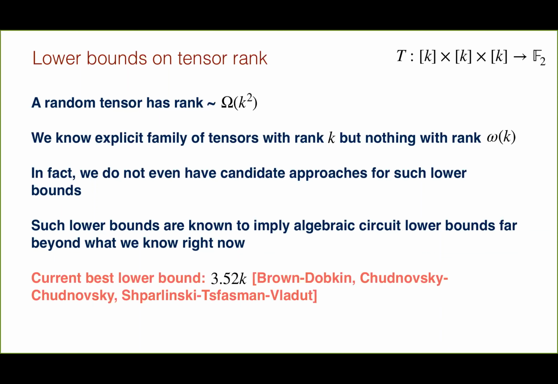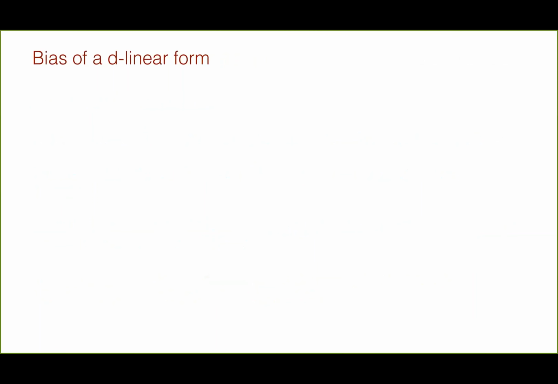The current best bound for tensor rank over F2, so for three-dimensional tensors over F2, is 3.52k. This is from the 80s, and a bunch of papers proved it throughout the 80s. Brown and Dobkin proved it the earliest, as far as I know. There was a follow-up paper of Chudnovsky, which had the same result, and then one by Sparlinsky, Spassman, and Vladut. And this continues to be the best bound more than 30 years later. All right, so before we get on to the results, I have to define what bias means.